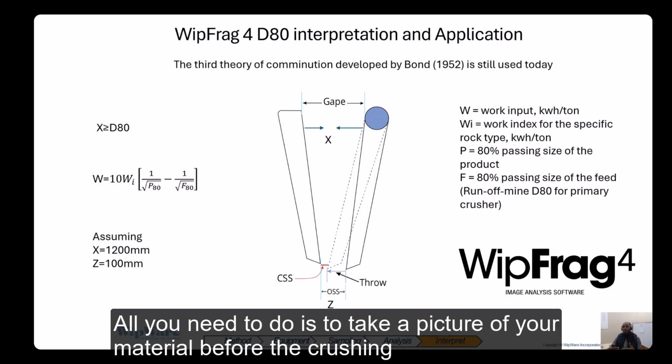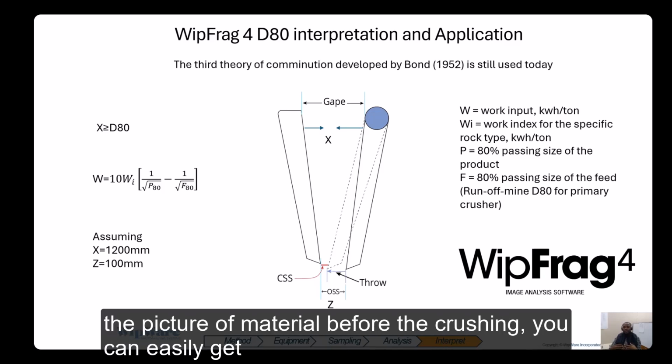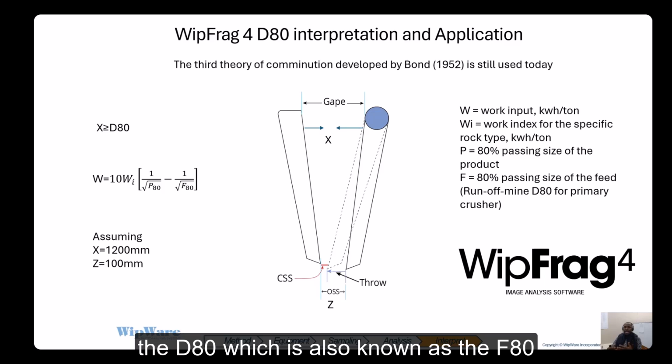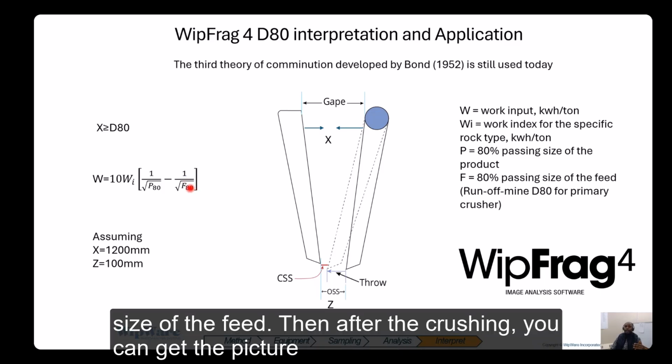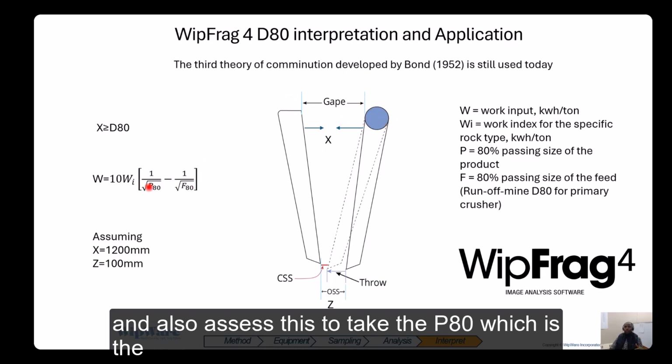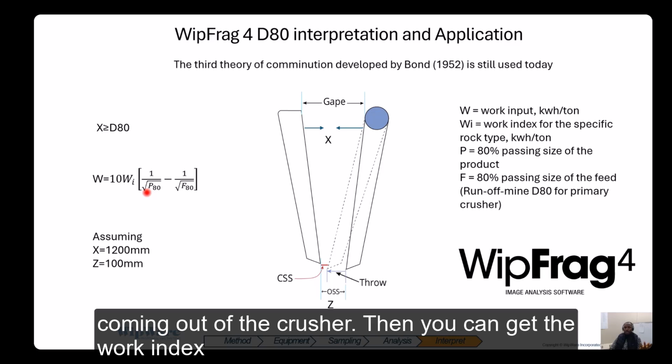All you need to do is to take a picture of your material before the crushing and a picture of your material after the crushing. So when you have analyzed the picture of material before the crushing, you can easily get the D80, which is also known as the F80 in the Bond equation, that is the feed size, the 80% size of the feed. Then after the crushing, you can get the picture and also assess it to get the P80, which is the product D80, the 80% passing of the product coming out of the crusher.